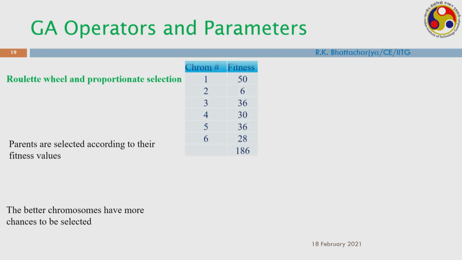Let me explain this part. Suppose we have 6 chromosomes, that is, 6 solutions in a population, and these are the fitness values: 50, 6, 36, 30, 36 and 28.